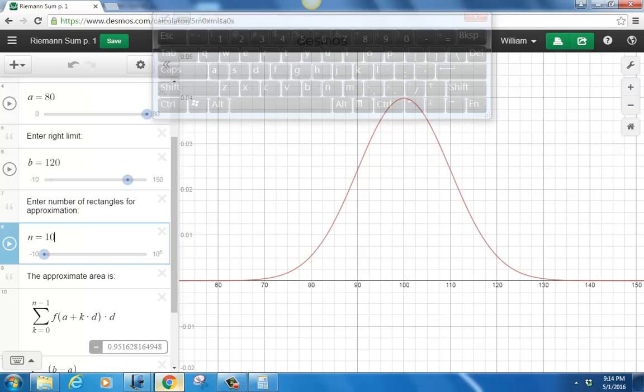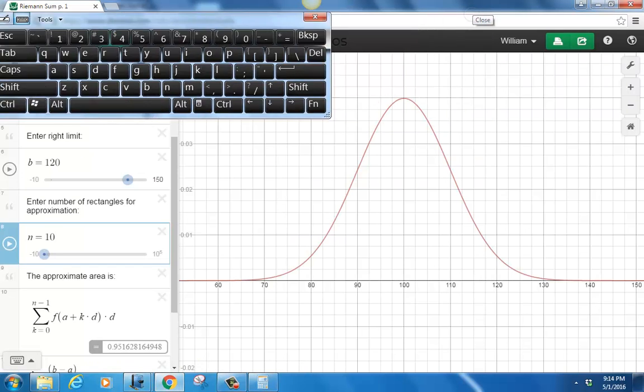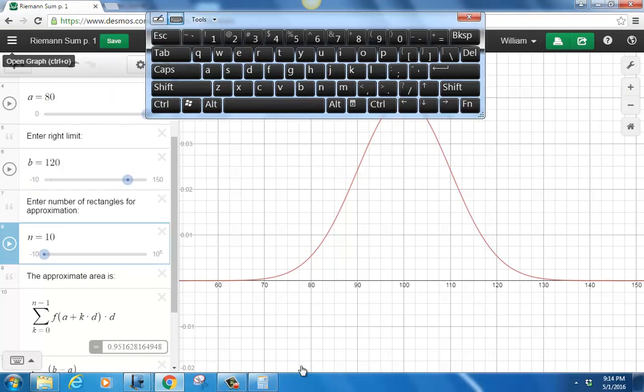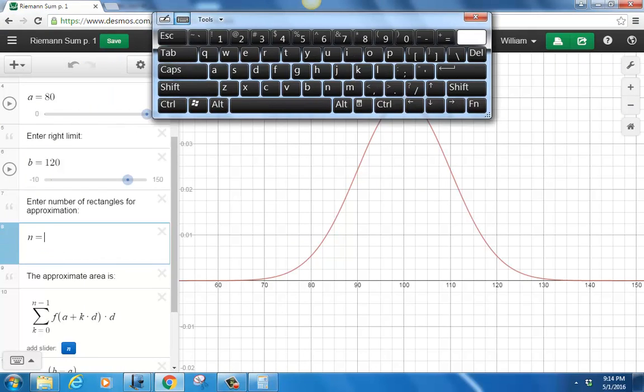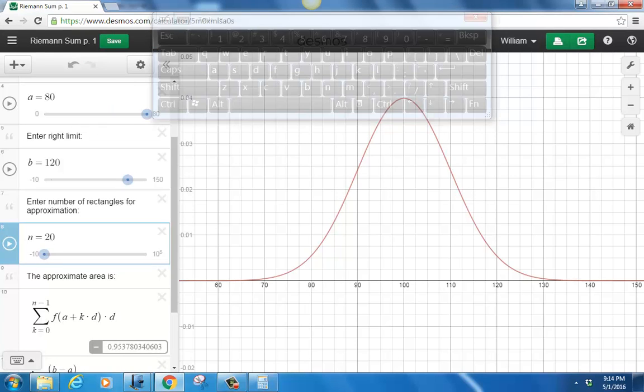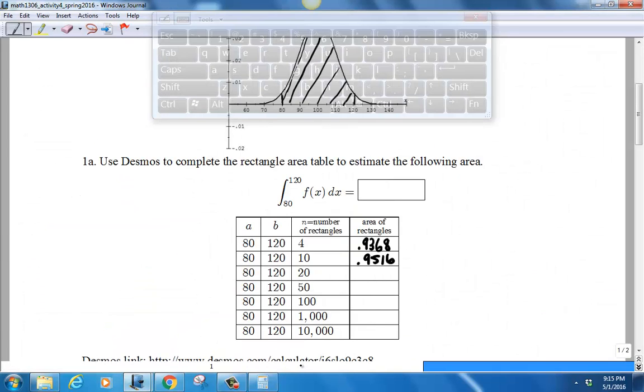All right, let's increase this again. So let's go up to 20 rectangles. And notice 20 rectangles doesn't give us a much better approximation than 10 rectangles. Now it looks like to 4 decimal places about 0.9538 is the area underneath this curve between 80 and 120.